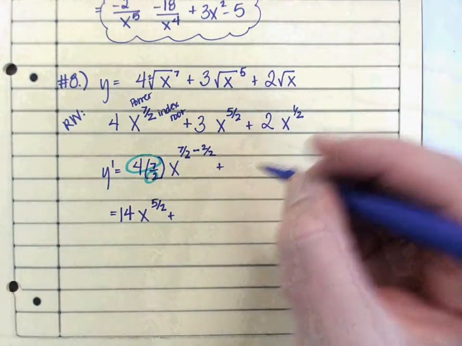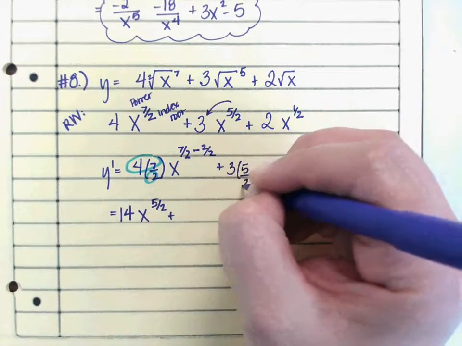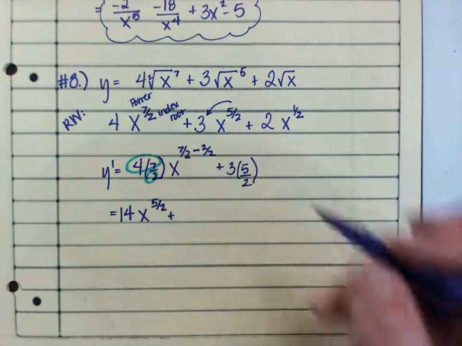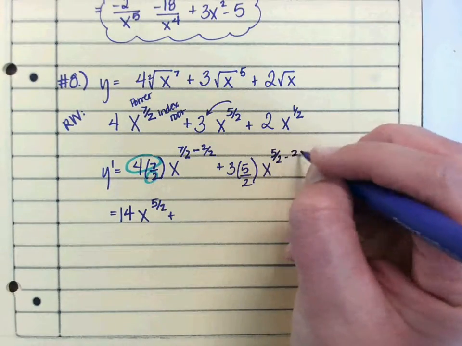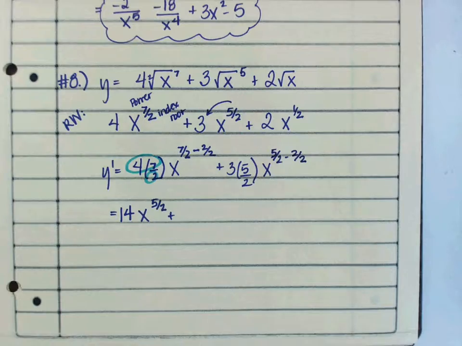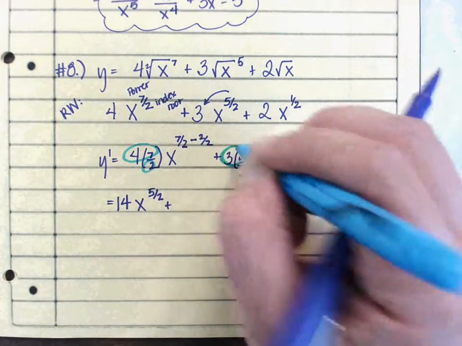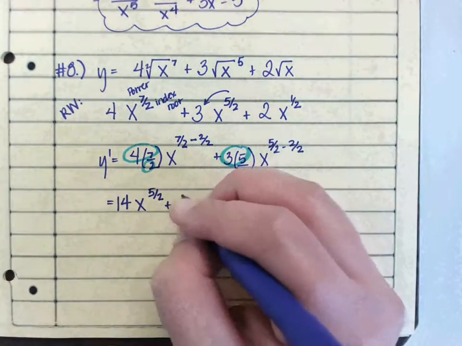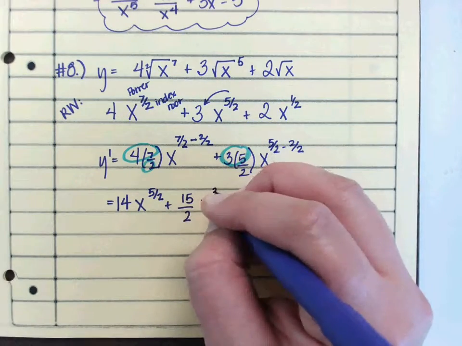Okay, so next one. I'm going to have 5 halves times 3. I'll do that in a second. And then my power is going to be x to the 5 halves minus 2 halves. So let's go one thing at a time. For the fraction, you times the tops. What's 3 times 5? 15 over 2. And then in my exponent, I had 5 halves. I'm taking away 2 halves. You get 3 halves.